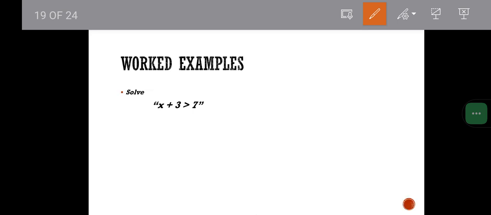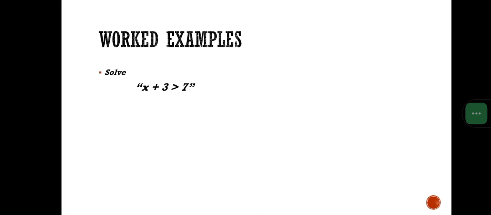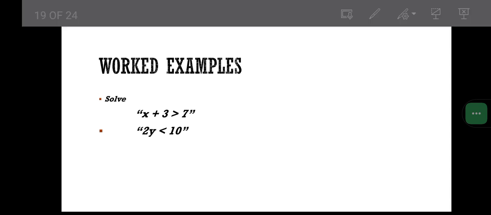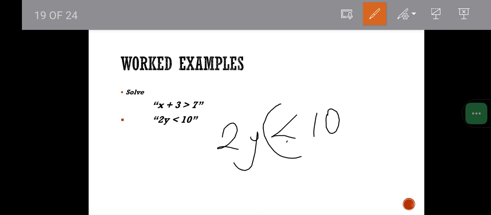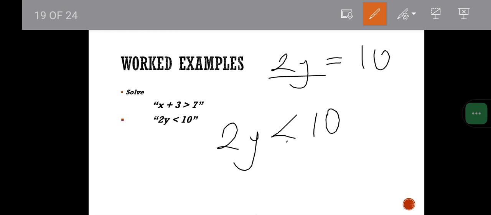Next question. In the worked examples, it says we should solve 2y is less than 10. The same thing, I'm going to be dealing with the equal to sign. Remember, just take this as an equal to sign. So this is the same as writing 2y equals 10. And we can solve by doing what? Dividing both sides by 2, and our y will be equal to 5.